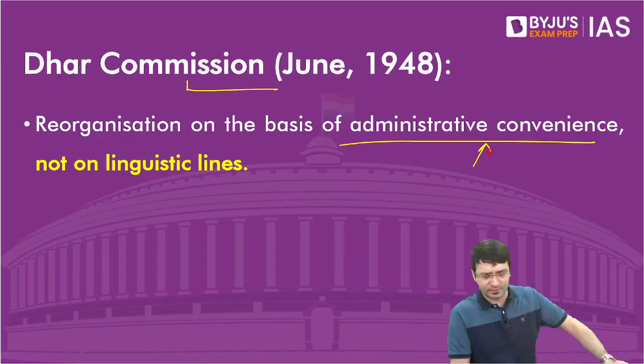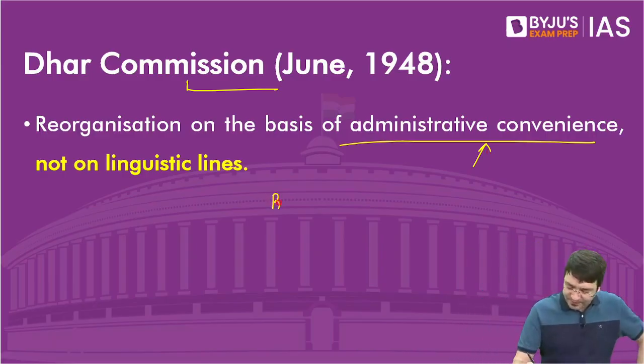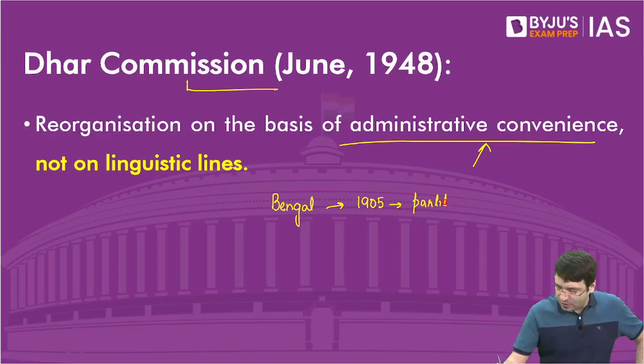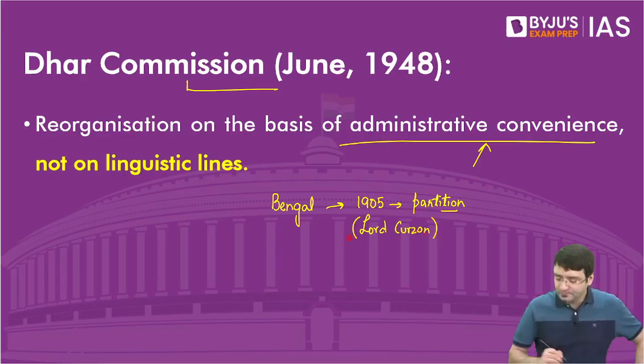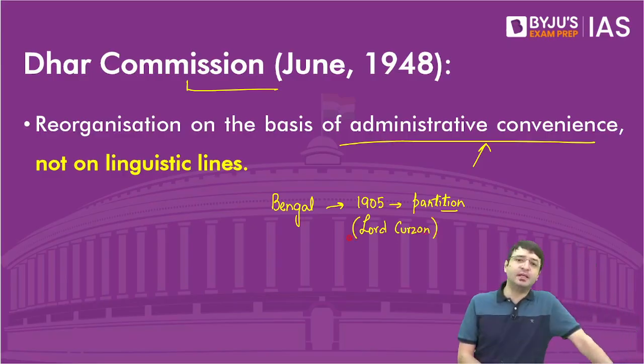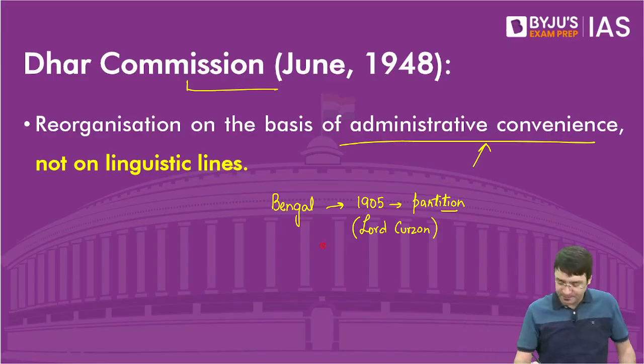Let me give you a question. For example, we had Bengal. The year was 1905 when Bengal was partitioned. Lord Curzon was basically the ruler of India. For which of the following reasons was Bengal partitioned by Lord Curzon in 1905?